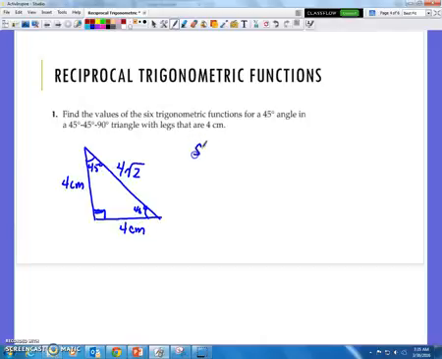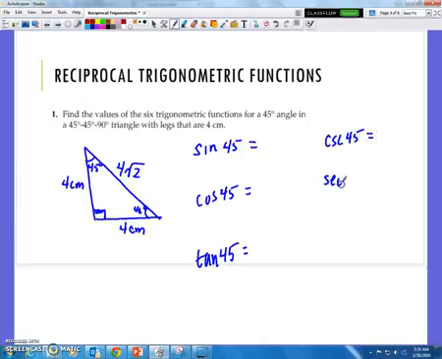So let's start with writing down the functions. The sine of 45 equals cosine of 45 equals the tangent of 45 equals, as well as their reciprocals. Cosecant of 45, secant of 45, and cotangent of 45. All right. Now let's take a look here at this guy. We want opposite over hypotenuse. So here's a 45. Opposite is 4. Over hypotenuse 4 root 2.